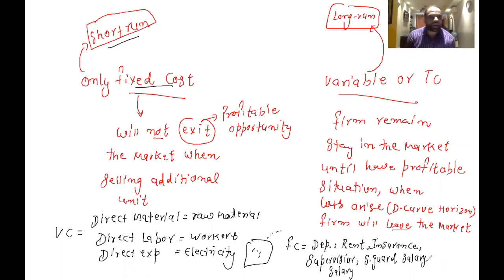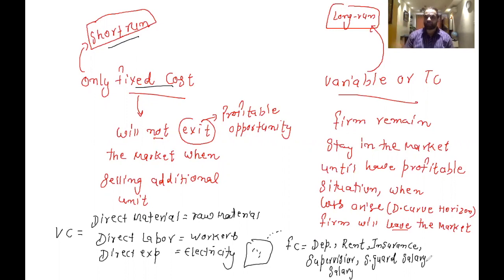All right. Is there any other fixed cost besides depreciation? I already gave examples of fixed cost: depreciation, rent, insurance, supervisor salaries, security guard salaries, right? These are the fixed costs that may not change whether you increase production or decrease production. We always require these people in a company.